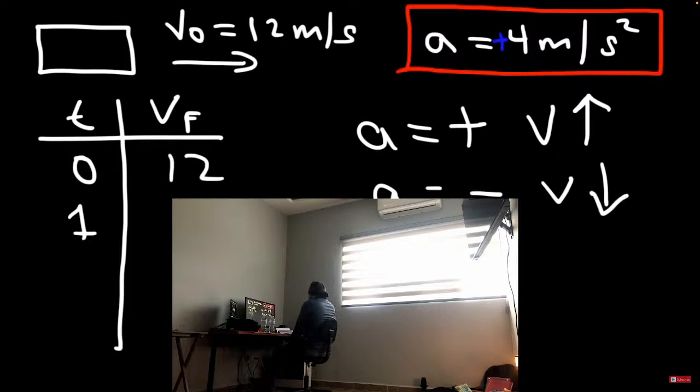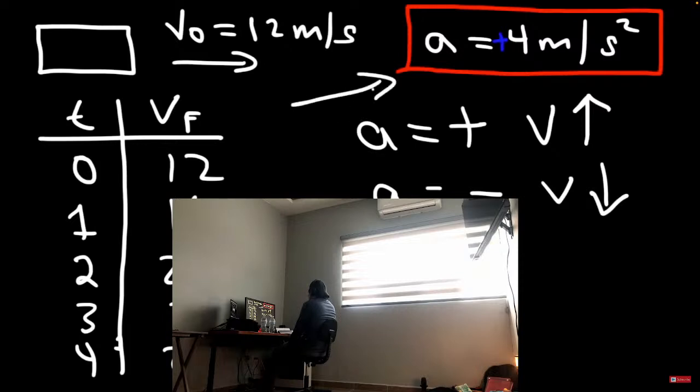So 1 second later, the velocity will now be 16. 2 seconds later, the velocity is 20. 3 seconds later, it's 24. 4 seconds later, it's 28. And so every second, the velocity will increase by 4 meters per second because the acceleration is 4 meters per second per second. Now, the formula that you want to use to calculate final velocity is this equation: V final is equal to V initial plus AT.